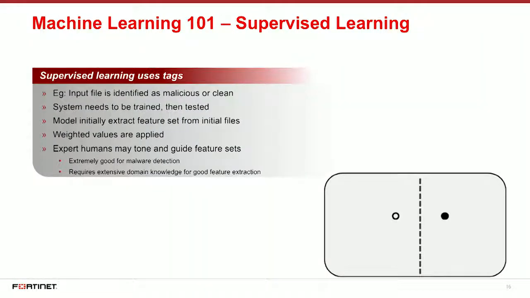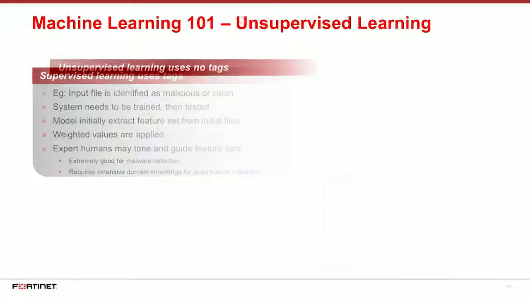So expert humans tune and guide feature sets, and this is extremely good for malware detection. Okay, it allows you to clearly identify certain patterns on one side which are not on the other side, on the other samples, right? And then we have unsupervised learning. So machine learning is very good for malware detection. Is this a malware or is it a clean sample, okay?